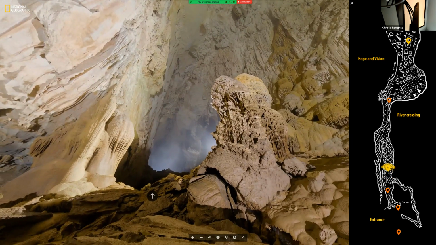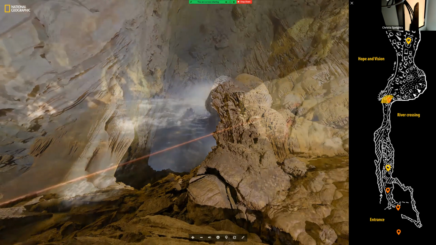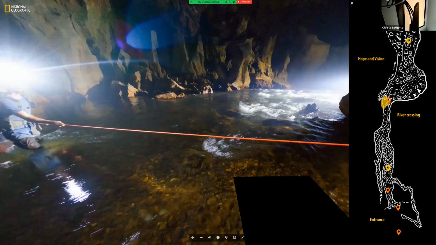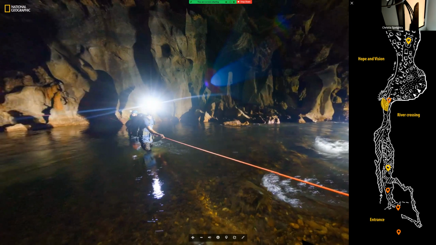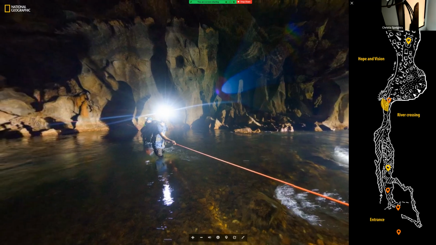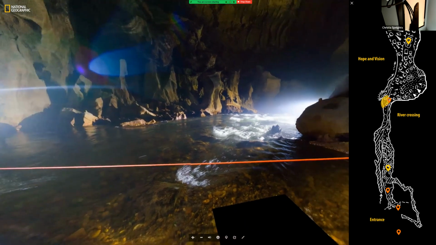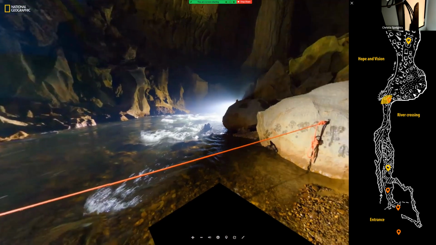Okay, so let's continue on to where they needed to cross the river. So this is like a fast river. You have a rope set up. This passage is large enough for this significant river, which is fast enough that people need to use a rope to be stable to cross it. This is at low water levels. During monsoons, we wouldn't even be able to get across the river.